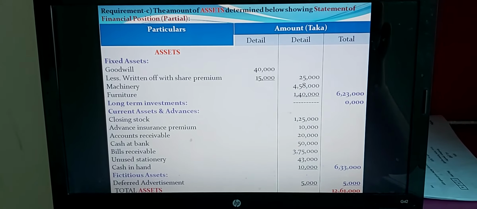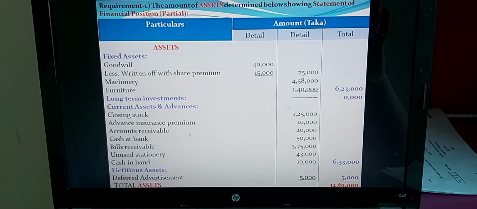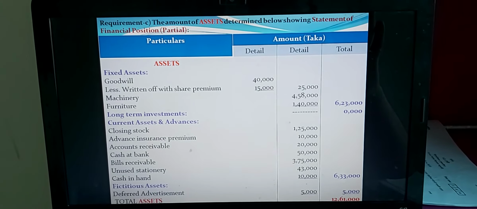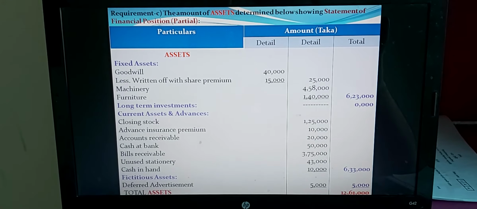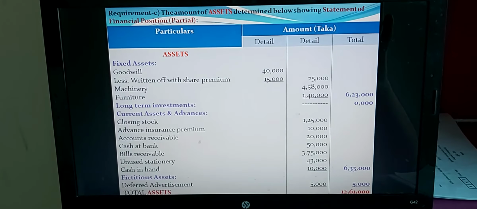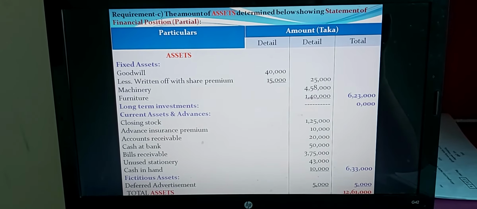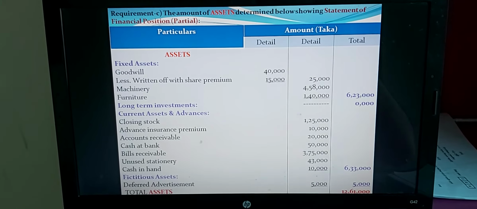Now you have to total it. Total 4 heads. Fixed asset, that is the amount of 6,23,000. Long term investment none. Current assets and advances 6,33,000 and fictitious asset taka 5,000. At this moment total of assets taka 12,61,000.